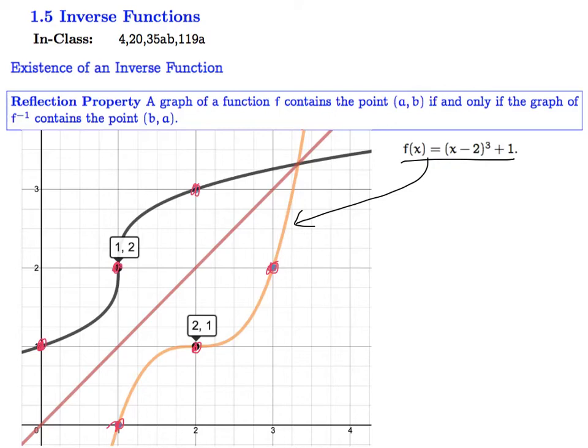The other idea is that this red line here is just the line y equals x, and we can see that it's pretty symmetric. That is, if we folded our graph over the line y equals x, we'd get another graph. And since this black curve is indeed a function, this means we do have an inverse. But the question, of course, is how do we find this inverse function? And we'll talk about that in a little bit.